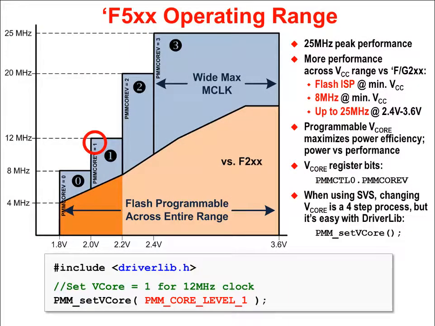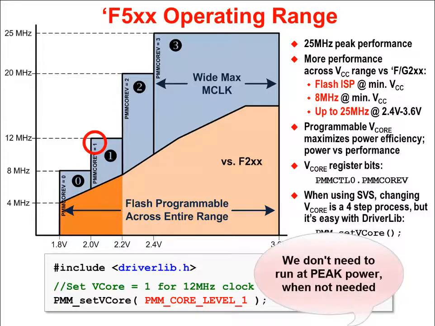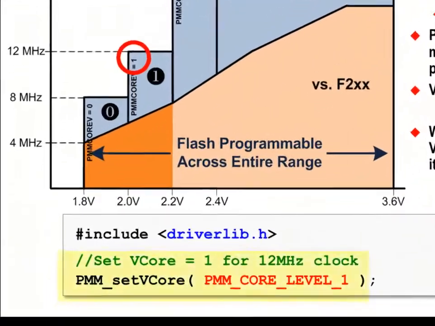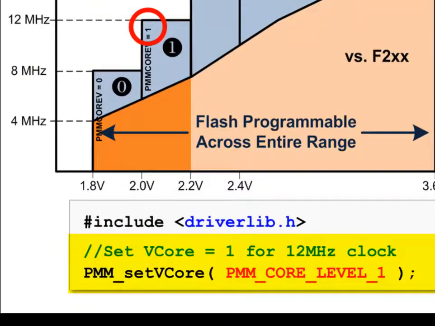Another item to cover, the 5XX devices and also the F6XX devices have different operating ranges. This allows us to set the voltage used by the CPU to different rates, and we would pick the lowest rate that would support the frequency that we want to run at. This just gives us flexibility so that we don't have to be running the CPU with peak power when it's not really needed. So for example, you can see we've circled, if we wanted to be running anywhere from 8 to 12 megahertz, we should have the power management set to a core voltage of 1. And then down lower on the page we can see how you can PMM_setVCore equal to PMM_CORE_LEVEL_1.